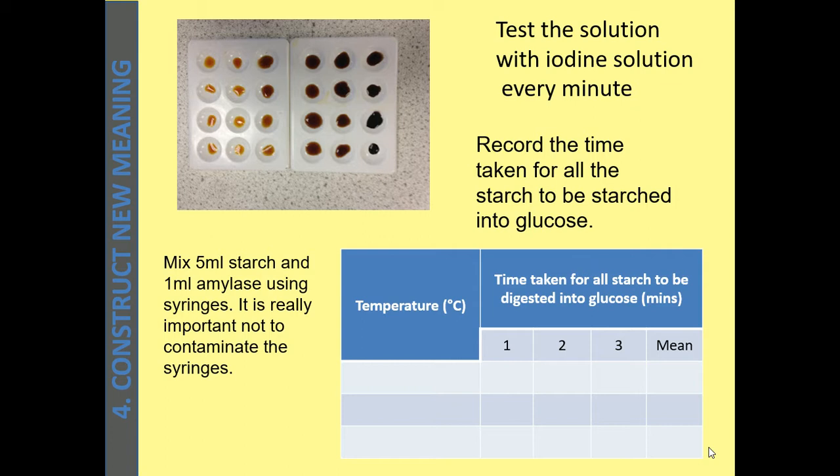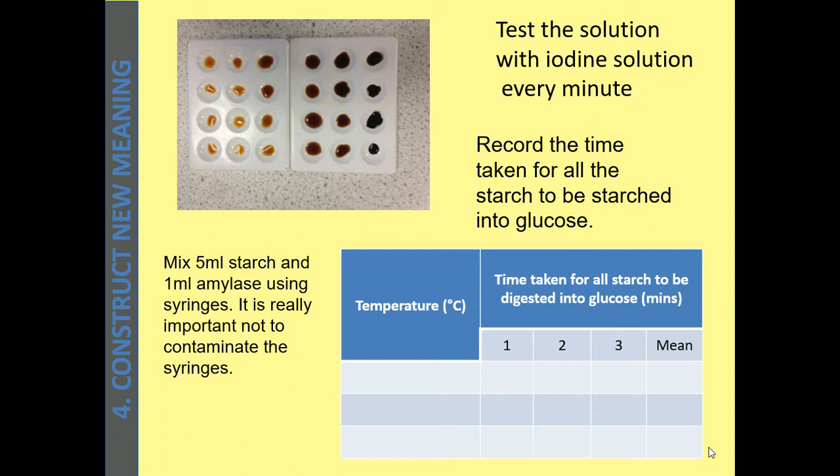And every 20 seconds or so, we've taken some of that mixture, just a drop, out of the beaker and tested it for starch, and that's the iodine test. Okay, so if the iodine stays that orangey colour, all of the starch has been broken down, and if it goes blue-black, there's still some starch there.